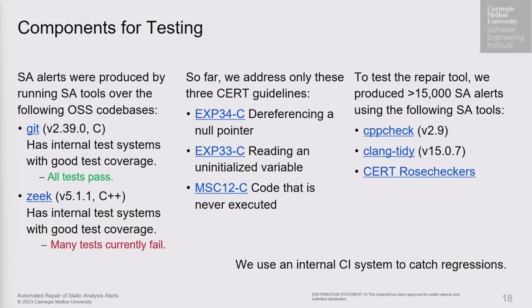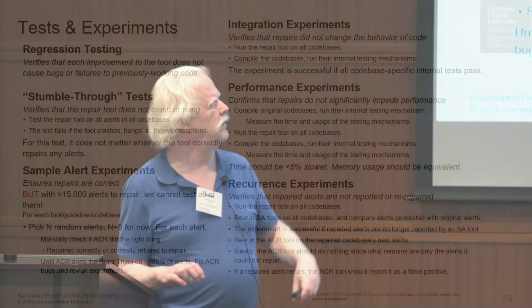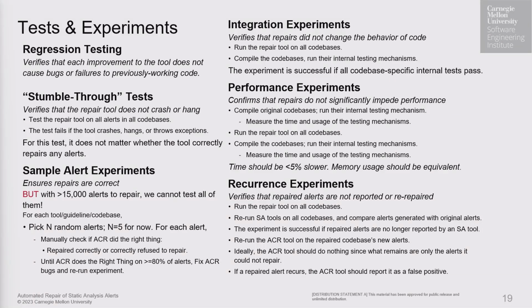So two code bases times 3 rules times 3 tools is 2 times 3 times 3, which is 18. 18 combinations. This is basically our whole testing mechanism. I'm not going to go through all of this, but the point is that we want to make sure that, at least for those 18 combinations, the repair tool does what we want. Ideally it repairs 100% of alerts that can be repaired. It breaks none of the code. It does detect some false positives, but that's kind of a secondary thing.